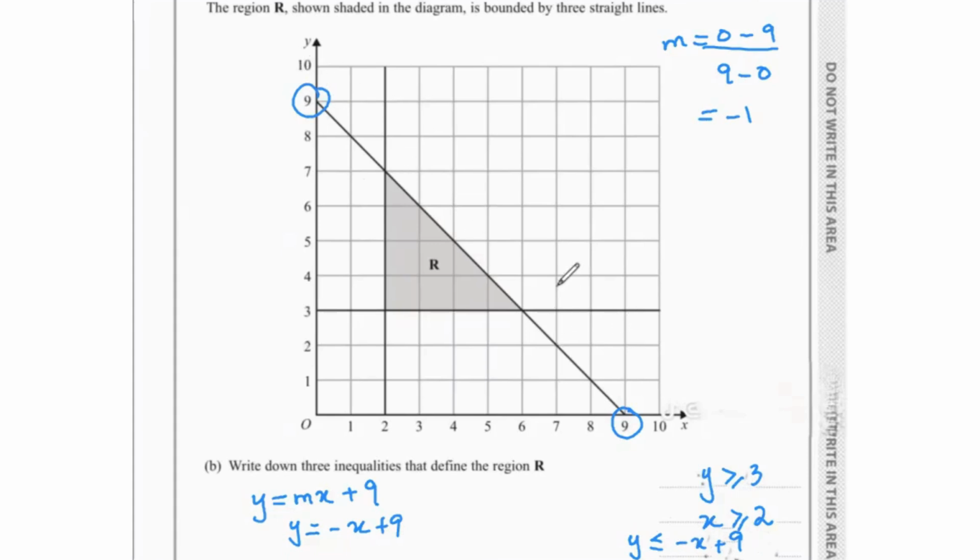Now the reason why I'm using the equal to sign with these inequalities is because the lines are solid lines. It's a solid straight line. It's always less than or equal to, or greater than or equal to, depending on the shaded part. But if it was a dotted line, that would be just greater than or less than. There won't be any equal to over there. So you have to be very careful about that.